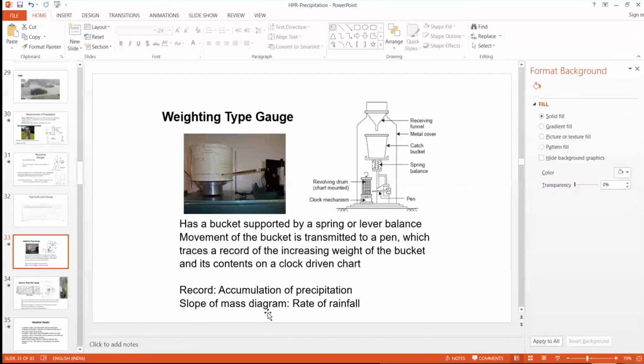We can say mass curve. So you can see that this is a pen and this is a drum. It rotates with a predetermined speed, and this pen is calibrated with the amount of water collected. I mean, the rise and drop of this pen is calibrated with the amount of water collected in the bucket.